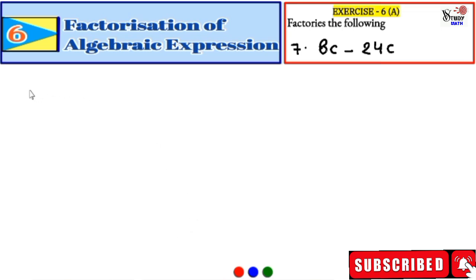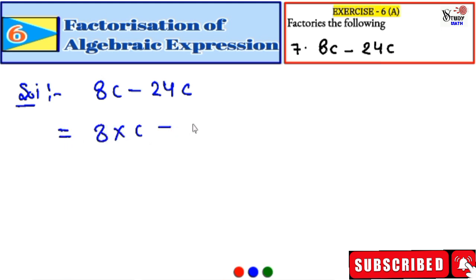Now move to question number 7. Question number 7 is that we have here 8c negative 24c. So this is the question. Now we have to do the factors. Let's do 8 multiply c, and we know that the factors of 24c is 8 multiply 3 multiply c.